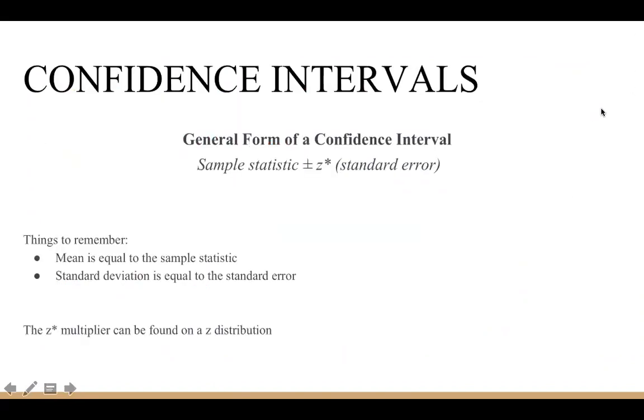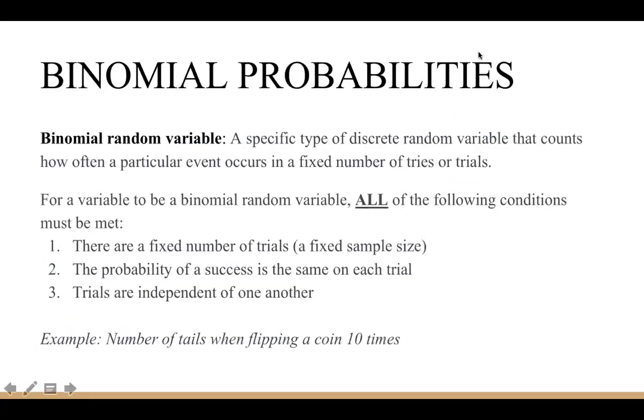Okay, so moving on to confidence intervals, we just did hypothesis tests, and now we're going to do confidence intervals. You remember the general form of a confidence interval is your sample statistic plus or minus z star times your standard error. So you want to remember that your mean is your sample statistic here, and the standard deviation is the same thing as the standard error here. So the z-star multiplier, if you remember, can be found on the z distribution, which is the normal distribution as we talked about before.